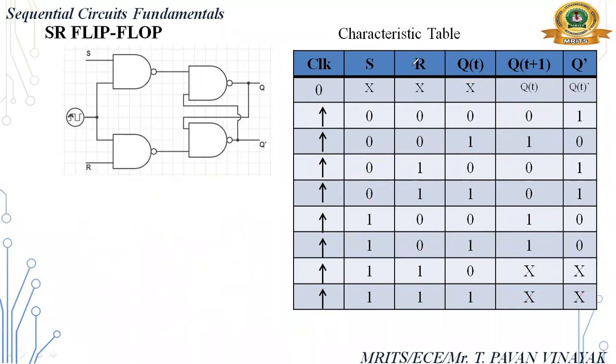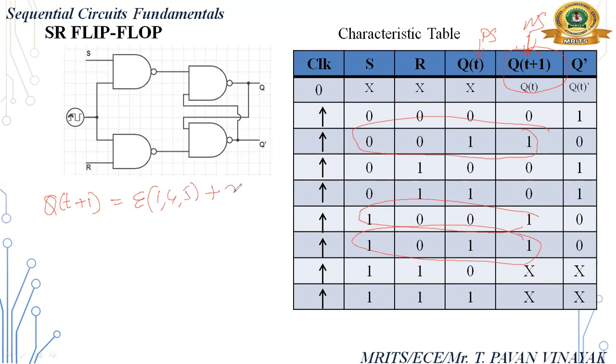Now I want to find out the characteristic equation. Characteristic equation means finding the equation for next state. This is next state, this is present state. I am finding the equation for next state. How to find it? By using K-map. The value is Sigma 1, 4, 5 plus don't cares are 6 and 7.